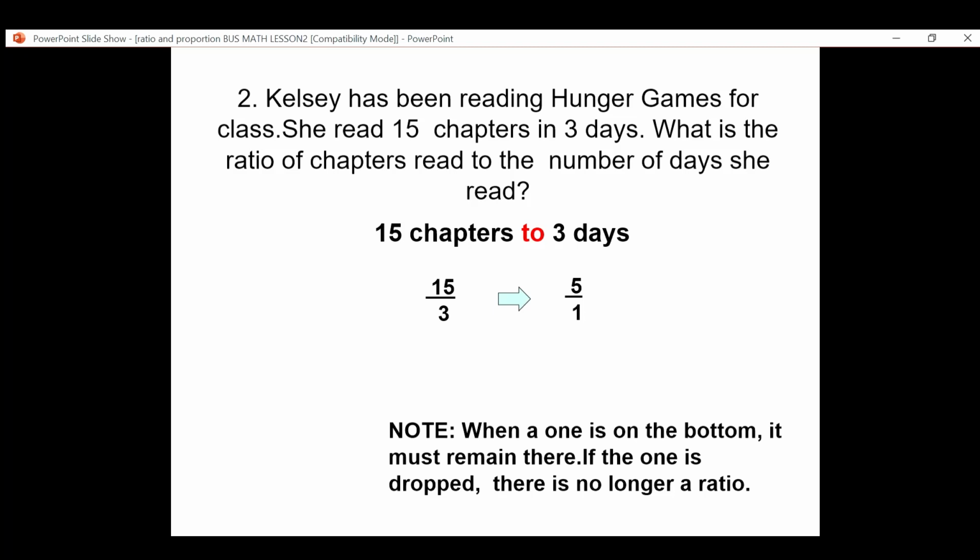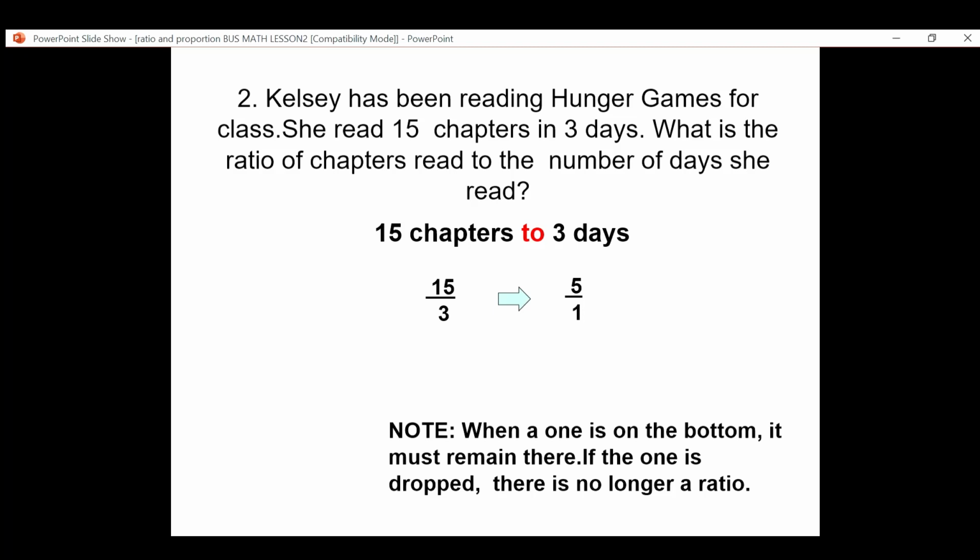Okay, another example. Kelsey has been reading Hunger Games for class. She read 15 chapters in 3 days. What is the ratio of chapters read to the number of days she read? So, the ratio is 15 chapters to 3 days, or 15 over 3, and reducing it, the common factor is 3. So, 15 divided by 3 is 5, and 3 divided by 3 is 1. So, the ratio is 5 over 1.